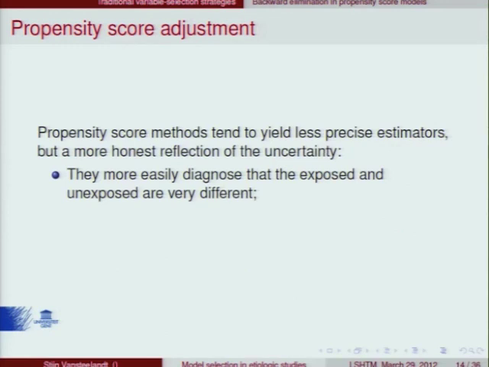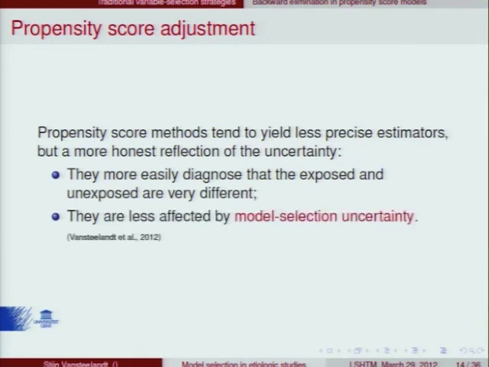Okay, so the bottom line is that propensity score methods could have a very different behavior when you apply them in a context where we do variable selection. I think they might give, at the end of the day, a more honest reflection of how uncertain we ought to be. We might find less precise estimators, but perhaps this is just a more honest reflection. And the reason is that since we're really looking at the relation between covariates and exposure, we can more easily diagnose that the exposed and unexposed people are very different.